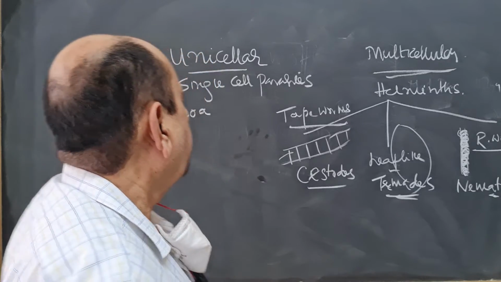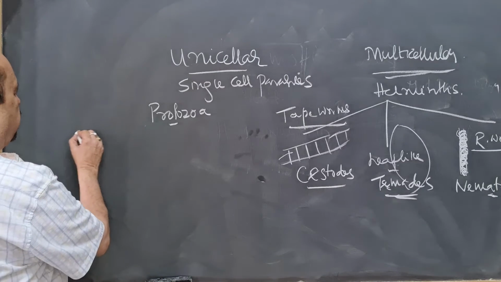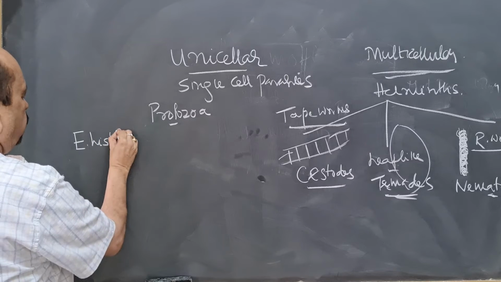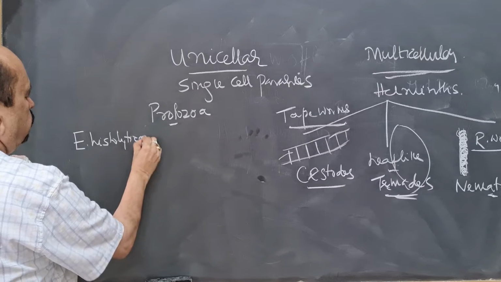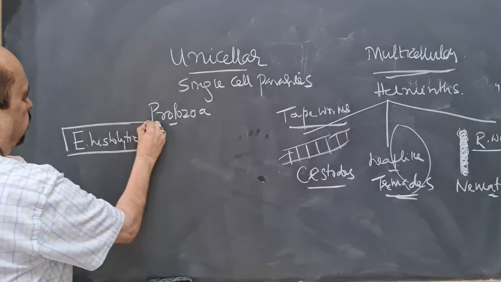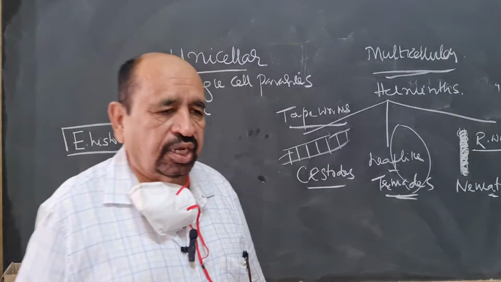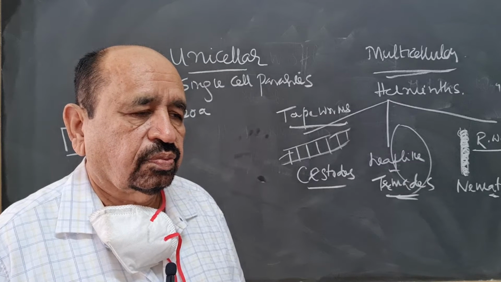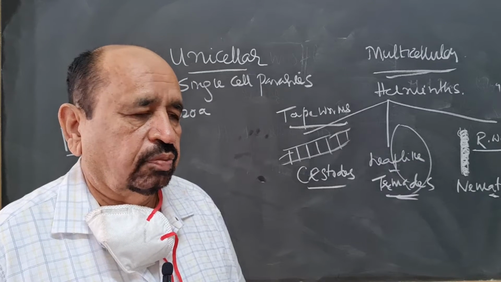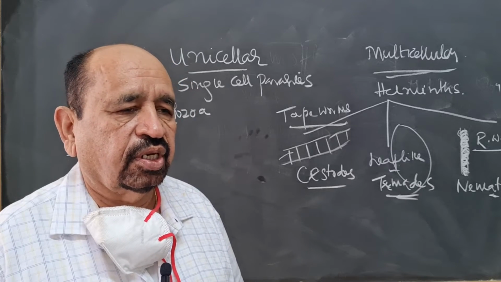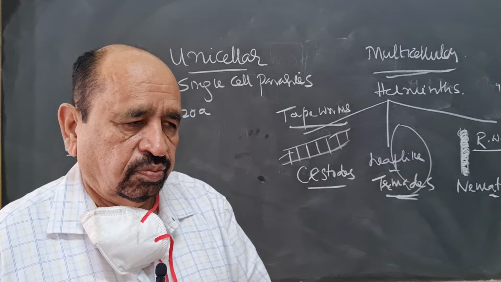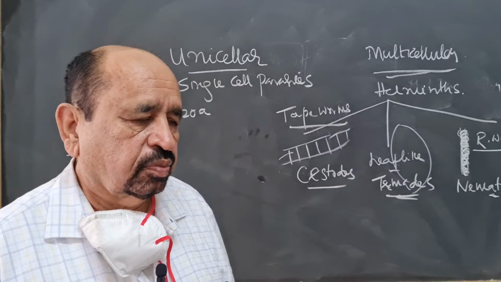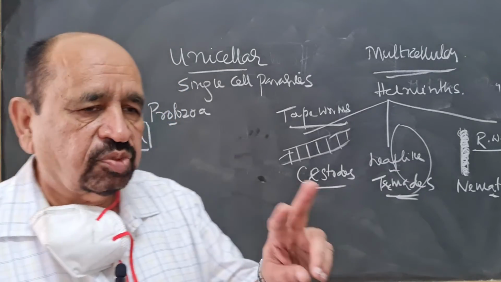Okay. Now protozoan example, important diseases. First parasite is Entamoeba histolytica. You heard this name? It is taken in the class, isn't it? When man gets infected with Entamoeba histolytica, it gives rise to what? Amoebiasis.